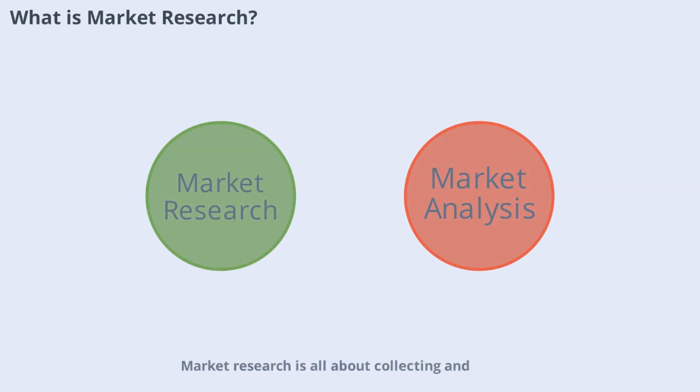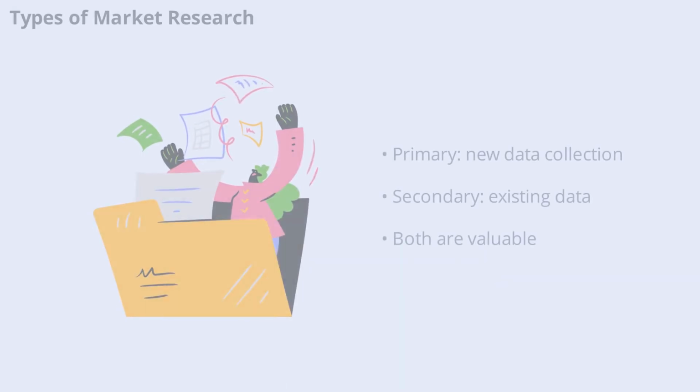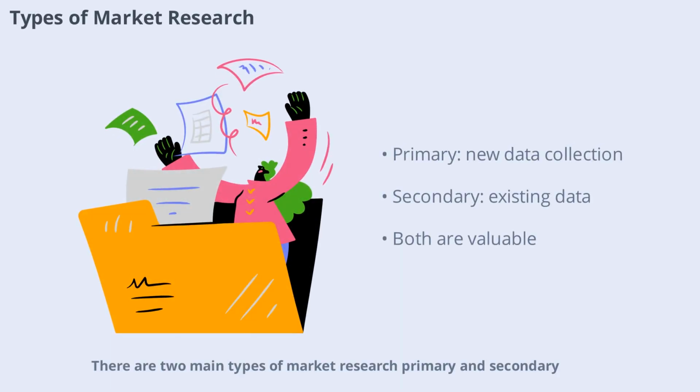Market research is all about collecting and studying data to understand a specific market. This includes learning about potential customers, their needs, preferences, and buying habits. It also involves analyzing competitors and identifying market gaps. By doing thorough market research, businesses can make smarter decisions and tailor their products or services to better meet customer demands. There are two main types of market research: primary and secondary.